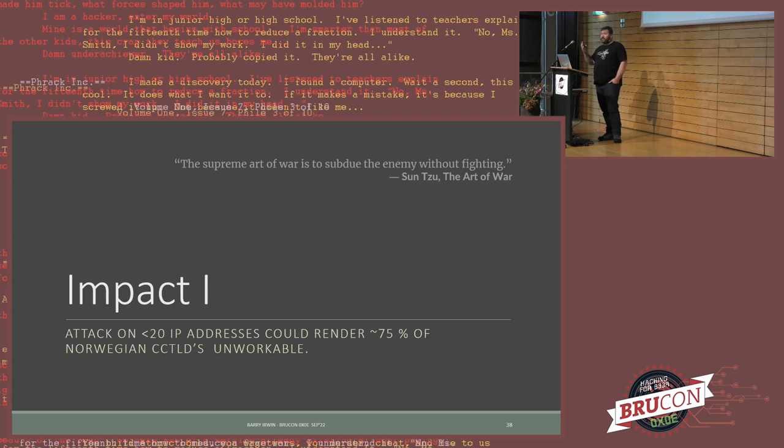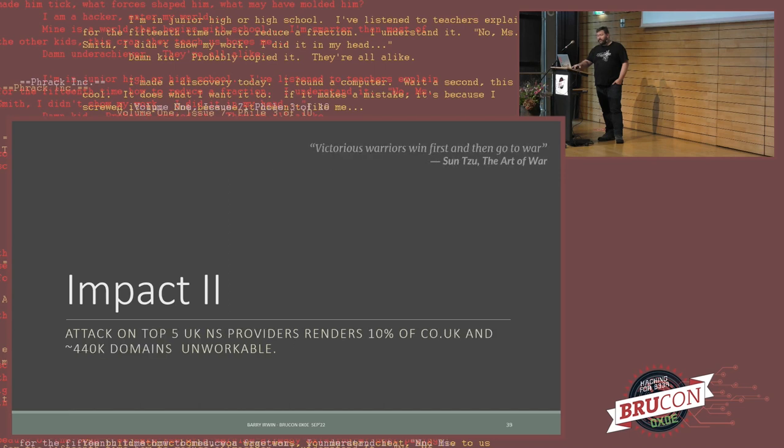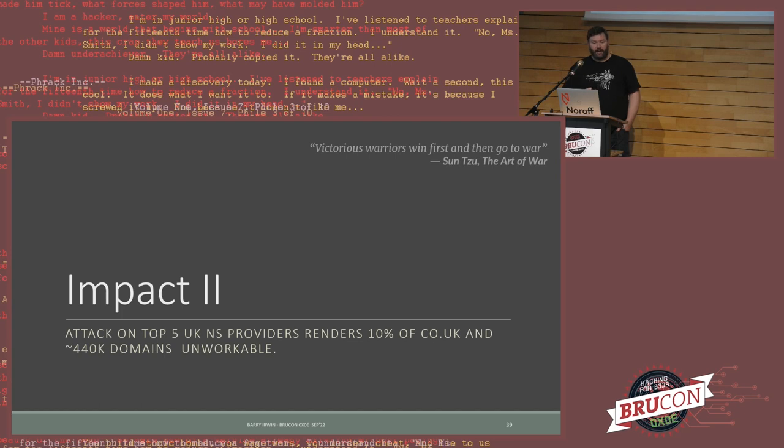They're cheap these days. You can rent a botnet. If you've got a nation state, you can cook your own botnet up and then say we can either confirm or deny. But this was a fairly scary fact to me, that around 75% of Norwegian domains could be taken out fairly easily. If we look at the UK, an attack on the top five providers renders 10% of the co.uk domain unworkable. It's about 440,000 domains under co.uk. It's a lot less, it's only 10%.